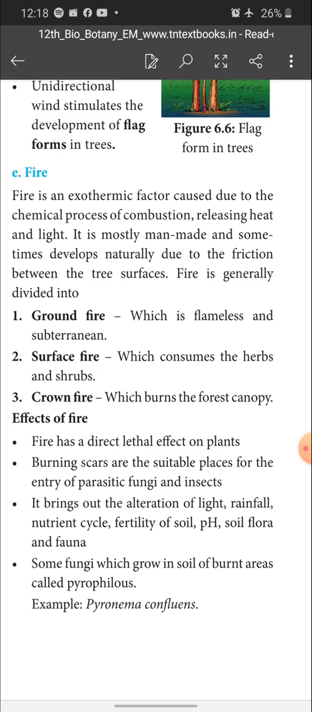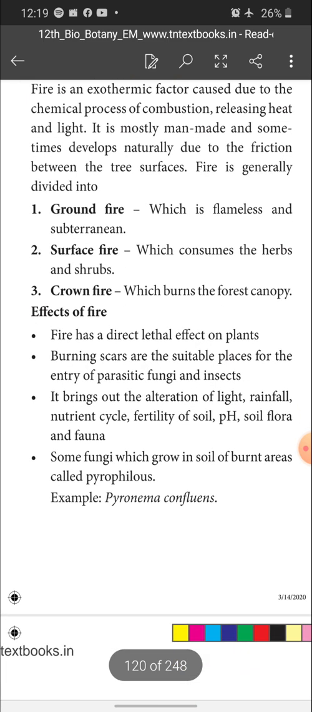Which is flameless and subterranean. Okay, it is flameless and subterranean, that is, underground fire. And surface fire consumes the herbs and shrubs. So when the surface fire has taken place, it consumes the herbs and shrubs. Crown fire burns the forest canopy. So these are the three types of fire we can see. This is a 2-mark question, children, bracketed. So all the effects you have to learn, whether it is effect of wind, effect of water, effect of temperature, or effect of fire, whatever effect it is, please bracket it and learn for 3-mark and 5-mark as per the number of points it has.